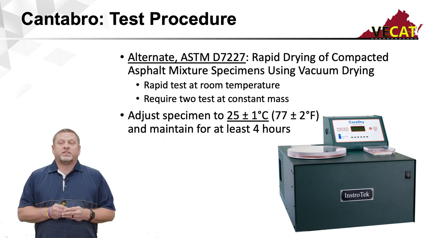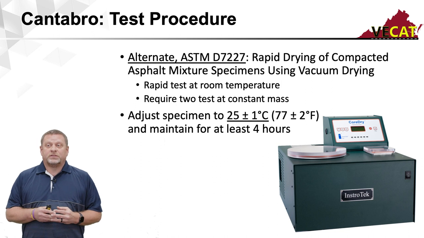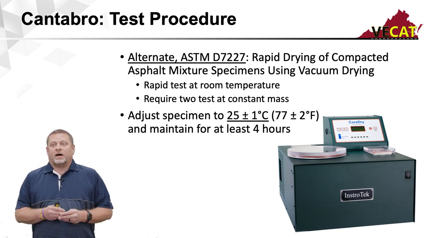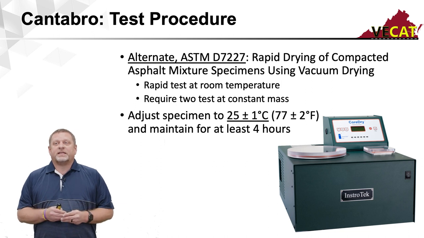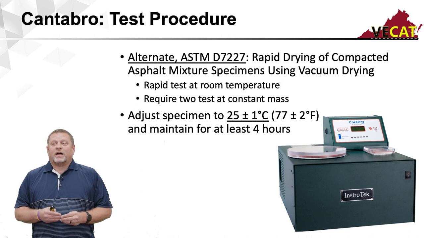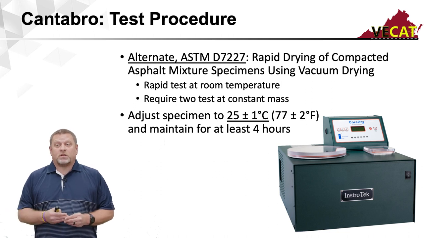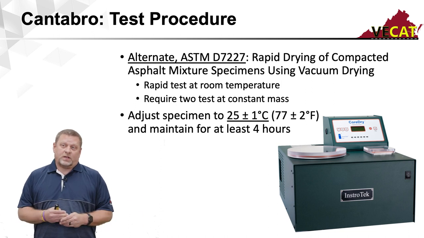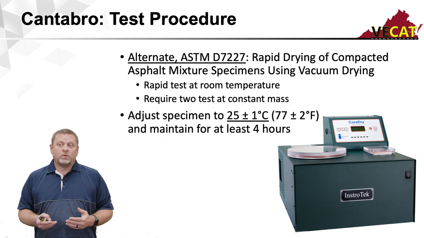An alternative procedure to drying these out, as shown here on this slide, is ASTM D7227, which is a rapid drying of compacted asphalt specimens using vacuum drying. This would take a special piece of equipment. It's called a CoreDry. I'm not promoting that anybody needs to go out and buy this. There's an alternative test to allow you to do it the other way. But if you do, you will be able to dry your specimens at a much quicker rate versus overnight.